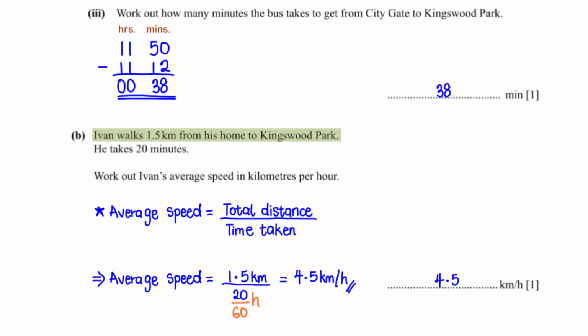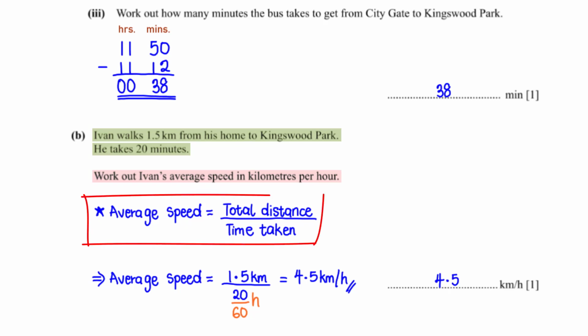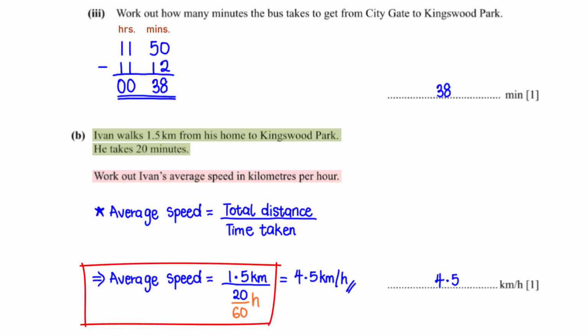Ivan walks 1.5 kilometers from his home to Kingswood Park. He takes 20 minutes. Work out Ivan's average speed in kilometers per hour. Here is the formula for calculating average speed. And so Ivan's average speed is equal to 1.5 kilometers divided by 20 minutes. We divide 20 by 60 to convert it to hours. This gives us 4.5 kilometers per hour.